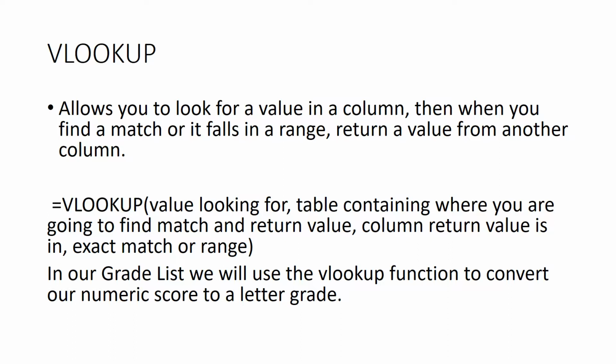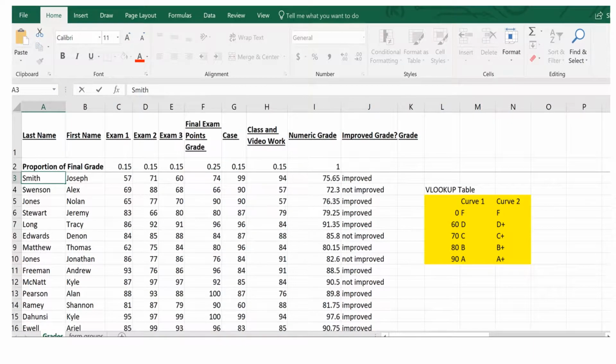All right, so now what we're going to do is we're going to look at our grade list and take the VLOOKUP function to convert our numeric scores to a letter grade. Now we'll use VLOOKUP to determine all of our students' final grades. I've added the column for the grade, and then I've also added the VLOOKUP table. So if you want to pause the video for a second and add that to your worksheet.